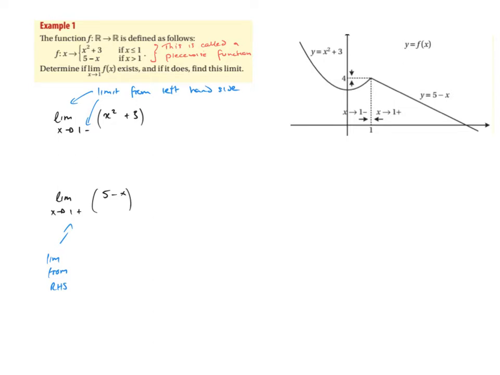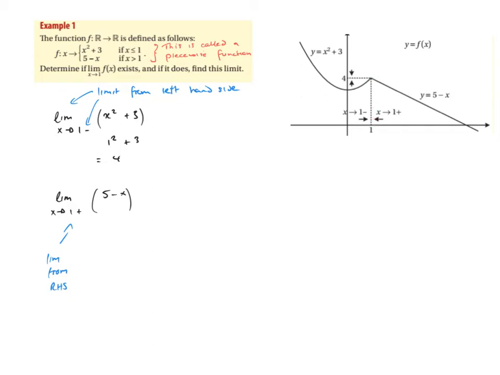From the left, we've got this bit here. So for the limit from the left-hand side, remember that the minus tells us it's coming from the left, we have x squared plus 3. Remember, for a limit like this, all we do is stick in the value. So this is equal to 1 squared plus 3, which is equal to 4. So from the left, the limit is equal to 4, and we can see that from this curve, it's going to 4 at this particular point of 1.